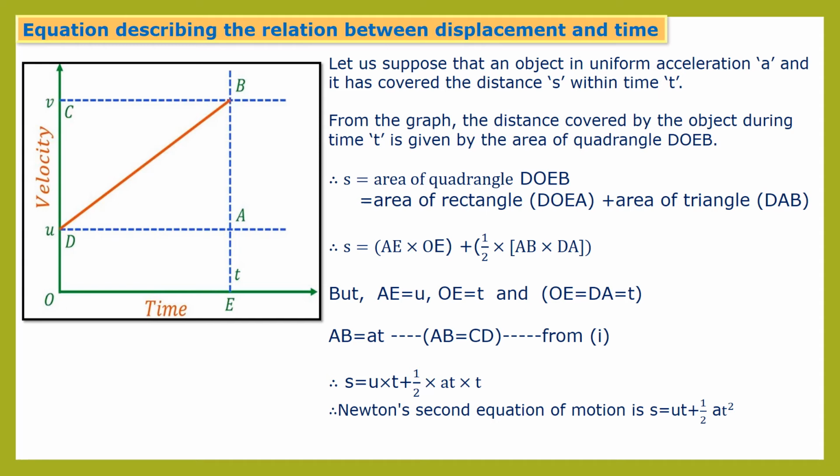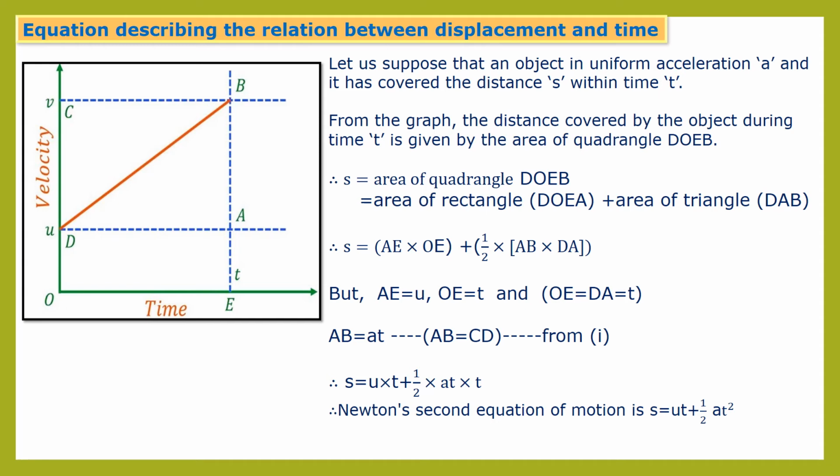So therefore S is equal to the rectangle's area, which we can find with the formula length into breadth. Here the length is given, that is OE, into the breadth AE. So AE into OE plus the area of the triangle. The area of a triangle we can find with the formula half into base into height. Here for this triangle DAB, the base is DA and the height is BA or AB. So half into AB into DA.